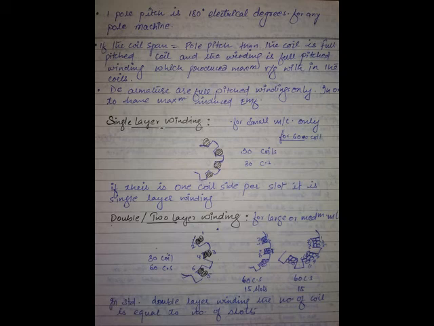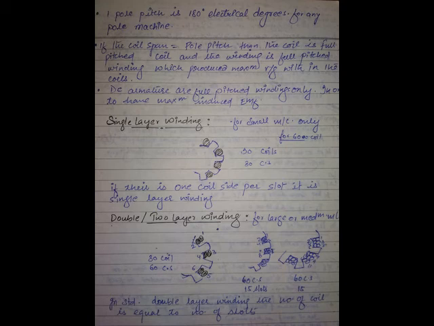Listen, DC windings are closed windings. Means if you start with the first conductor, you will connect all the conductors. Let us say there are 12 conductors. You will connect all the conductors and finally you will come back to the first conductor. That is what is known as closed winding. If you start with the first coil side, you will connect all the coil sides and come back to the first. Means it is completely closed winding.